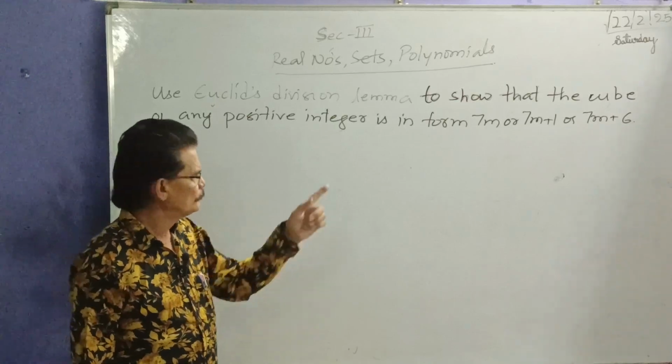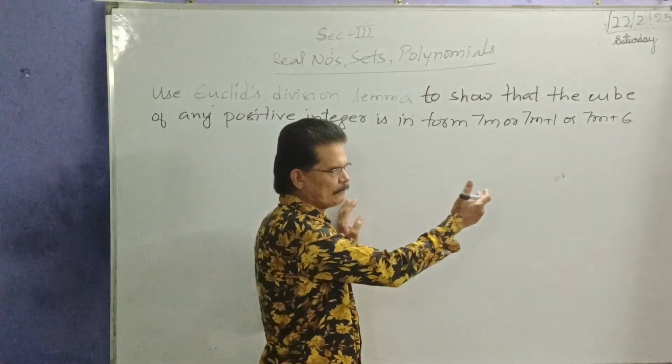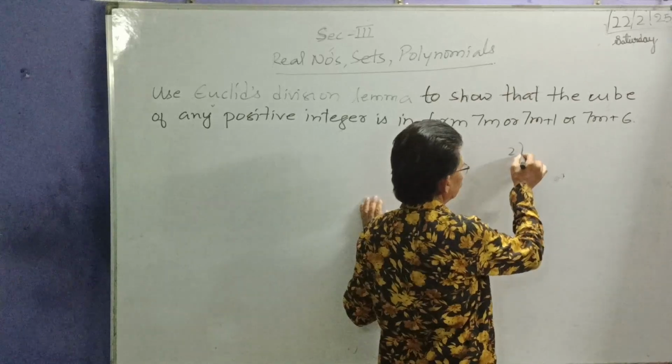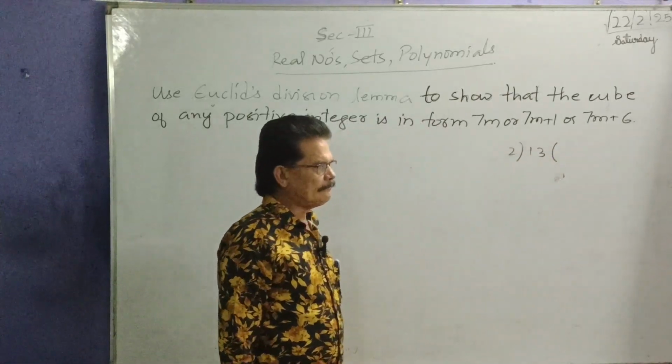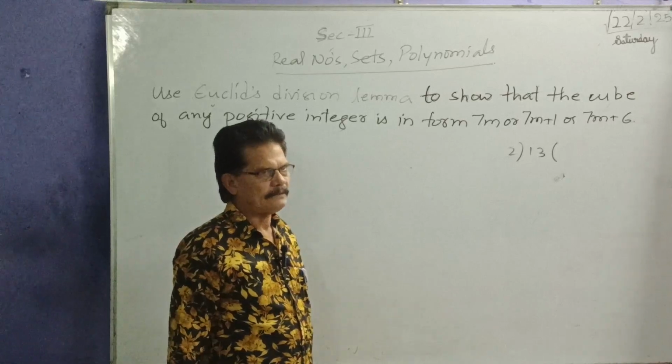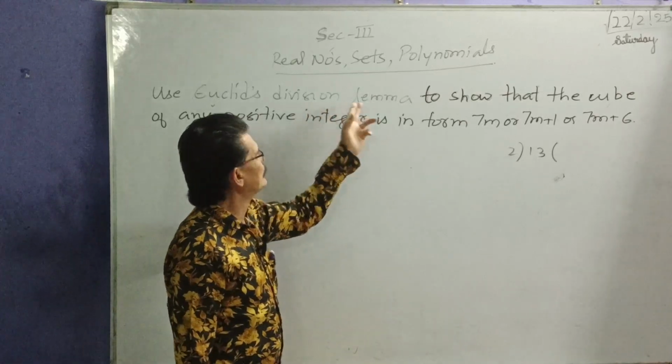So we know this simple division. Third class people know this. Divide 13 by 2. Division lemma.